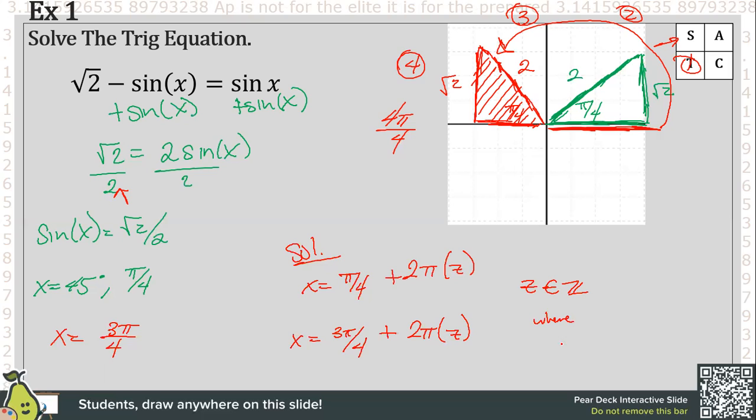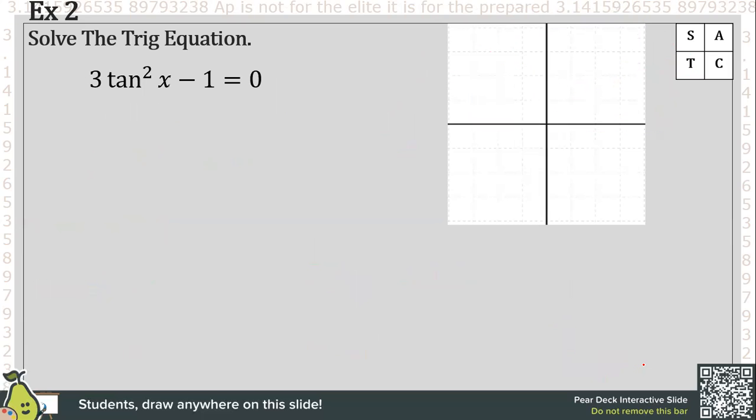Where z is an integer. Okay. So let's go ahead and try something a little bit tougher, but ideally the same topic. So go ahead and pause the video, solve for x.